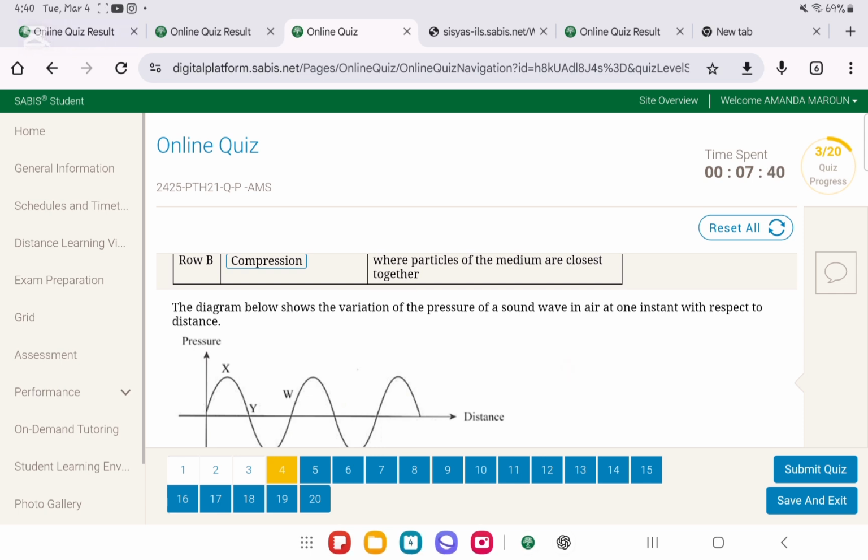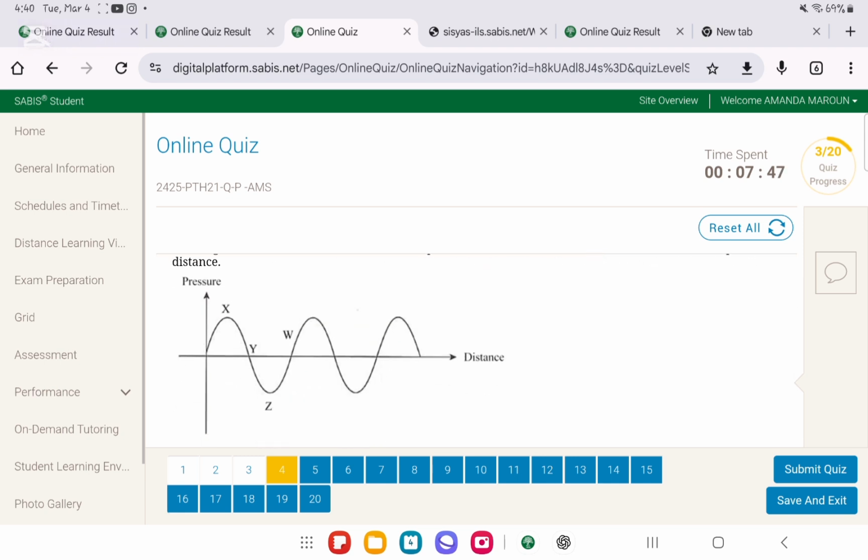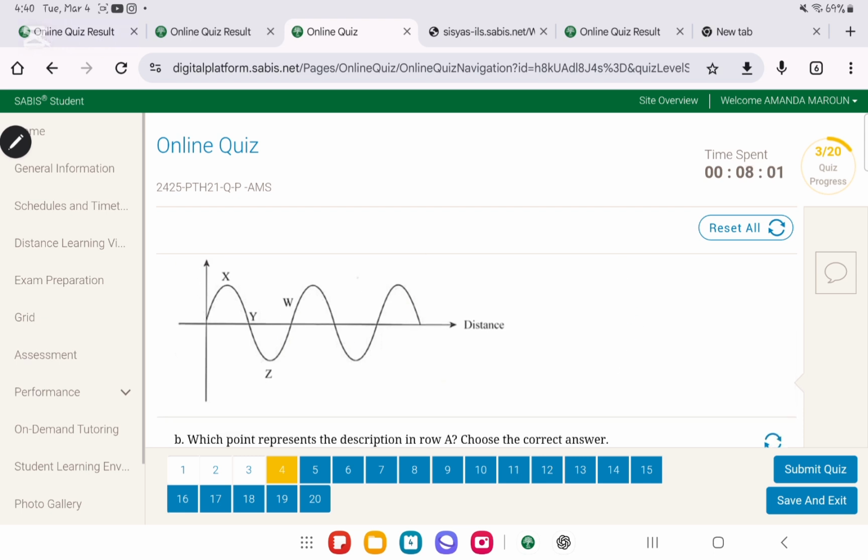The diagram below shows the variation of the pressure of a sound wave in air at one instant with respect to distance. What you need to know is that this is not the graph of a longitudinal wave. This is only the pressure-distance graph of a sound wave. Please keep this in mind.